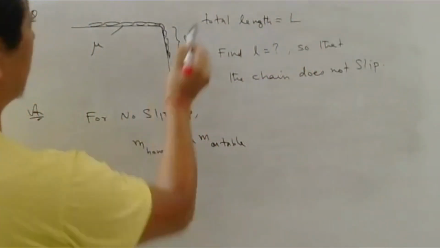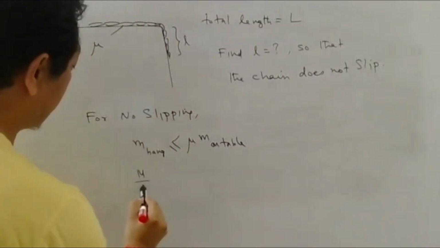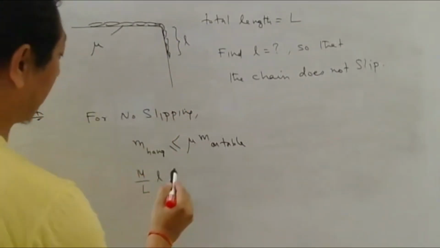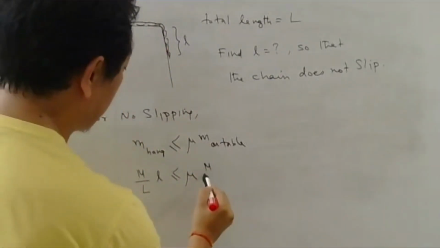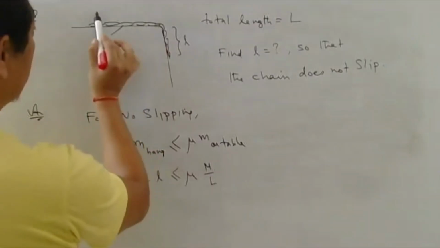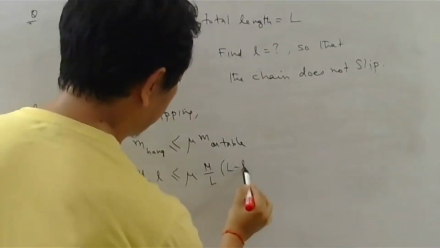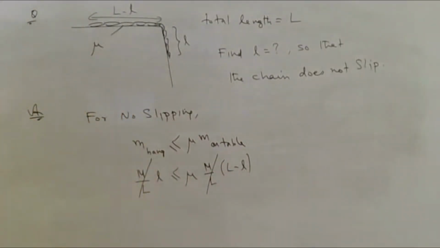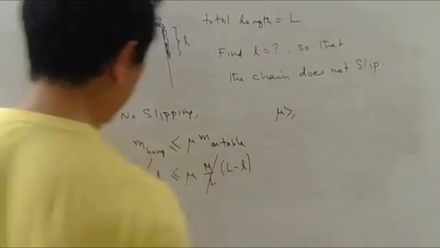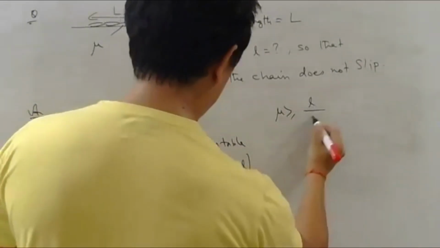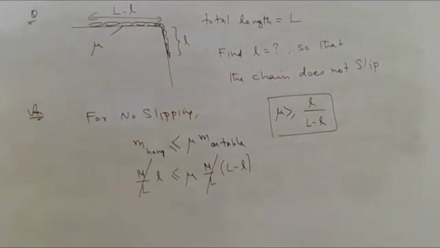Now what is mass hanging? Total length is L. Let us assume total mass is M. So mass hanging will be total mass by total length into length hanging, l. And mass on table will be total mass by total length into the length which is on the table, it is L minus l. M by L cancel. So from here, mu should be greater than or equal to l by L minus l. So this is the condition.